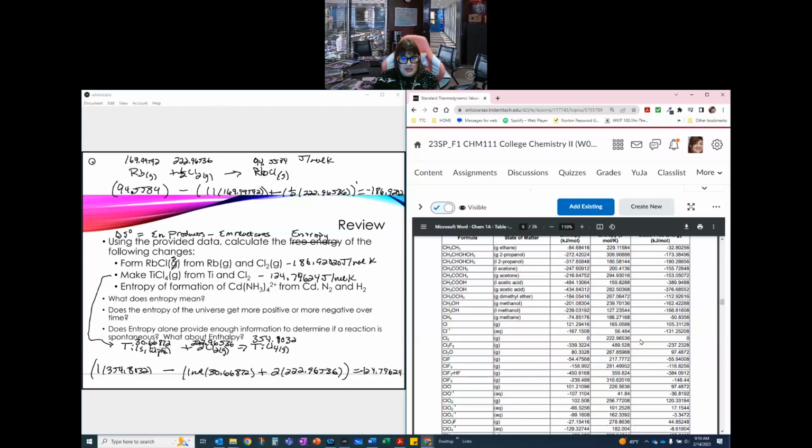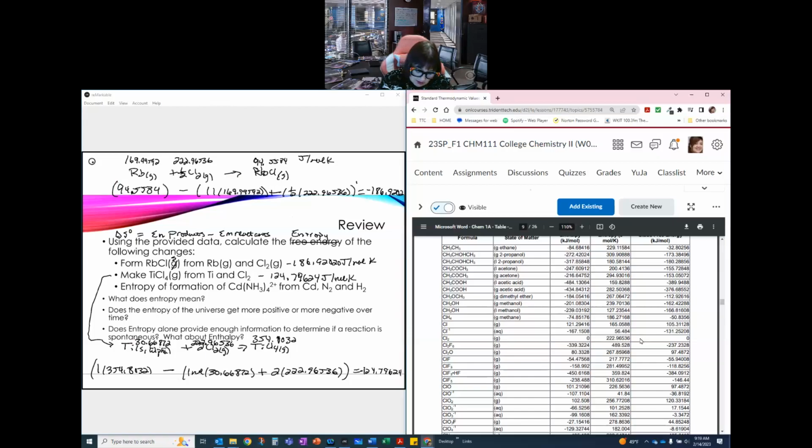And the entropy of formation of Cd(NH3)42+ from Cd2+ and NH3. Okay, I'm going to calculate that in just a minute. I want to talk about these other questions before I go to calculate that because I need a little more space to calculate that. So what does entropy mean?